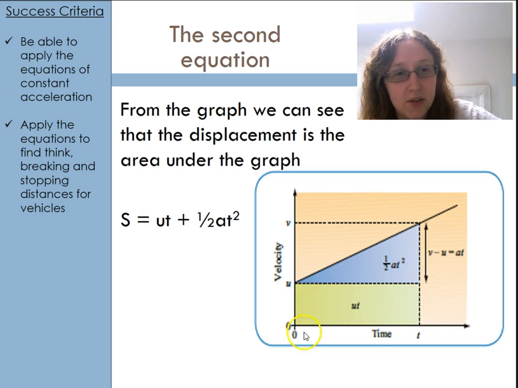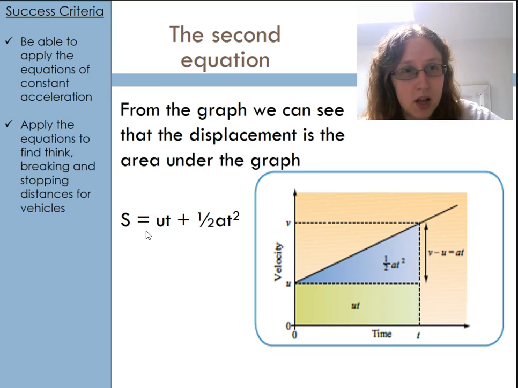So the way I'm going to find the area of the rectangle is easy. It's just going to be this distance here times this distance here. So x distance is time, and on the y it's u. So that first rectangle is ut, which gives me this part of the equation. Find the area of a triangle. It's half base times height. We showed earlier that the height of this triangle is equal to AT, and the base is T. So a half times AT times T is a half AT squared. So the total area underneath is UT plus a half AT squared. That gives me the displacement.